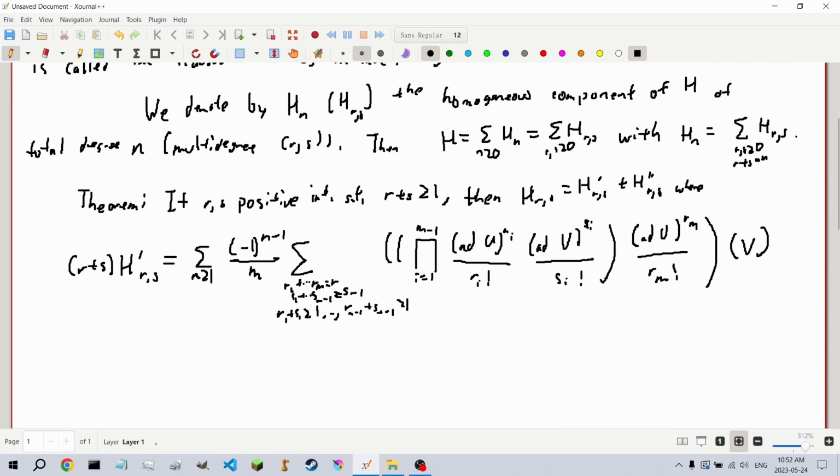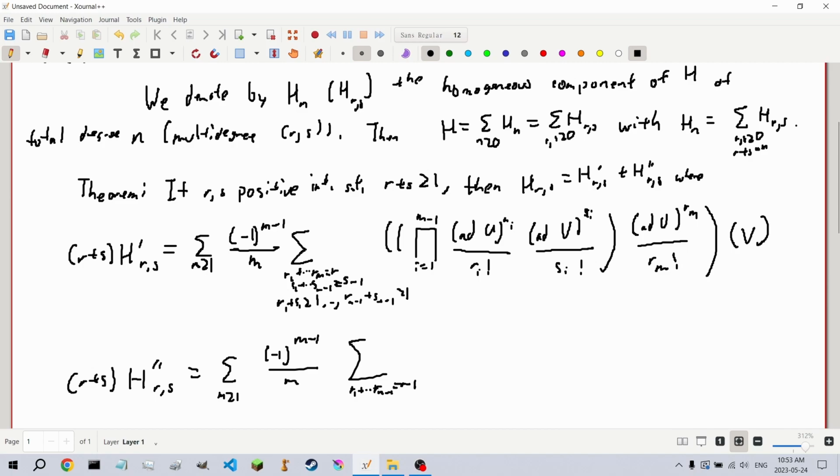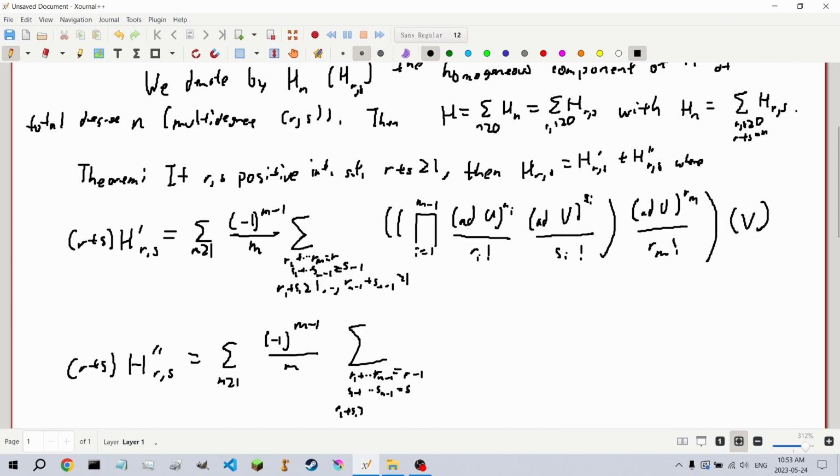We similarly have (r plus s) times h''_{r,s} as the sum, again m at least 1, of (negative 1)^(m minus 1) over m. The sum, this time, of r_1 through r_{m-1} equaling r minus 1. You have the sum of s_1 through s_{m-1} equaling s. And you have r_1 plus s_1 being at least 1 through r_{m-1} plus s_{m-1} being at least 1.